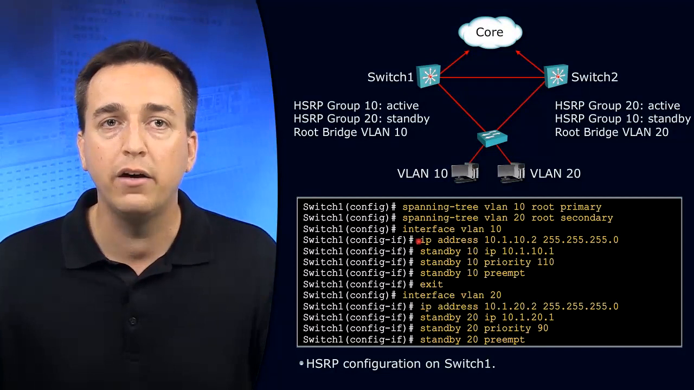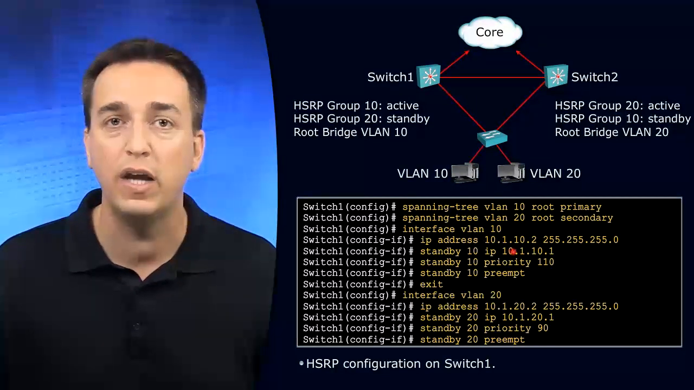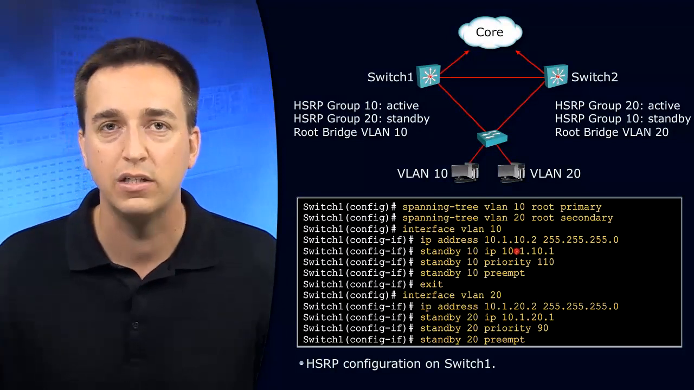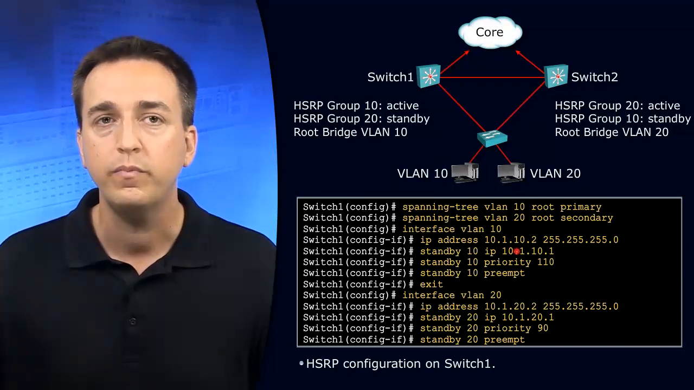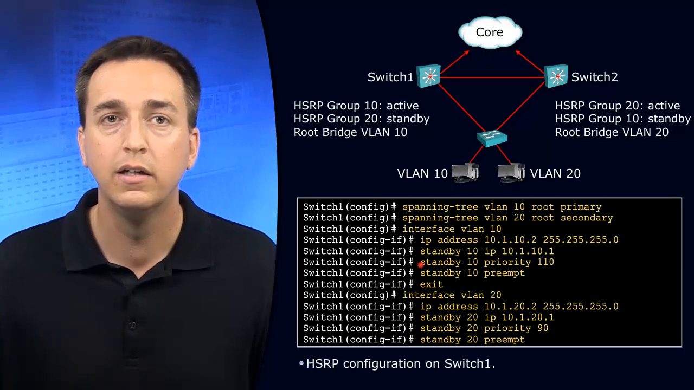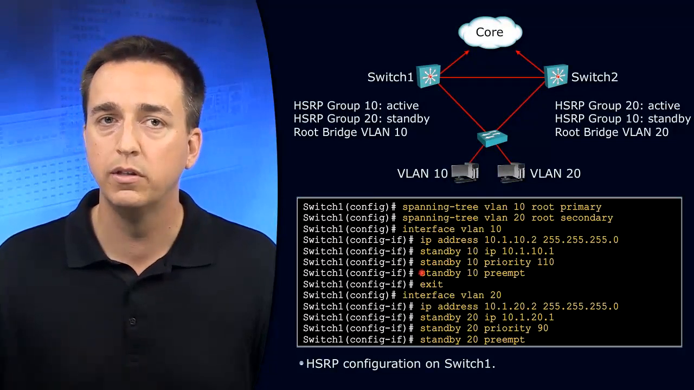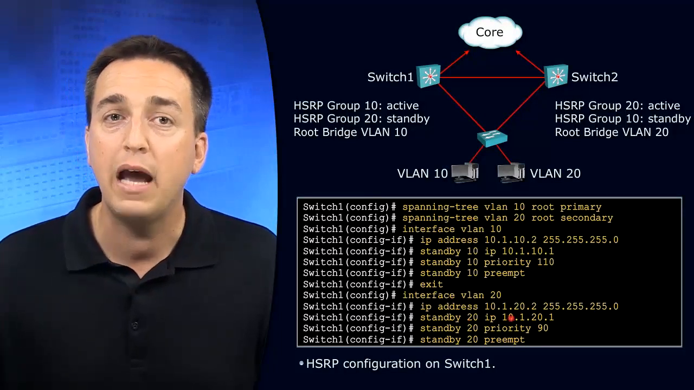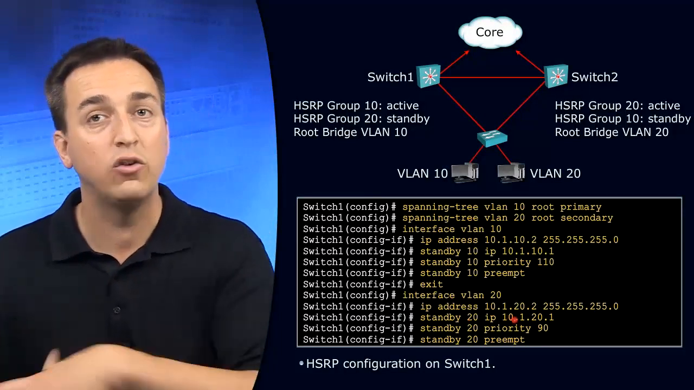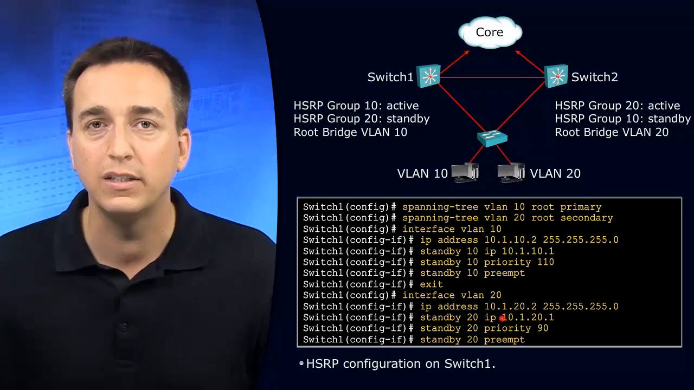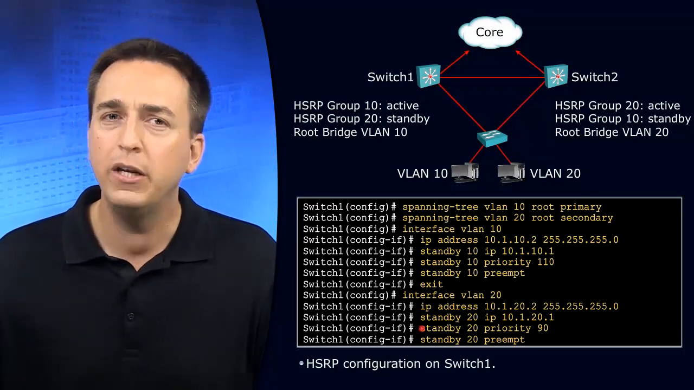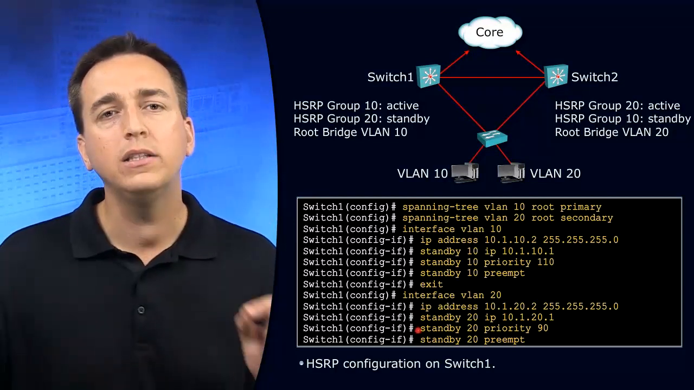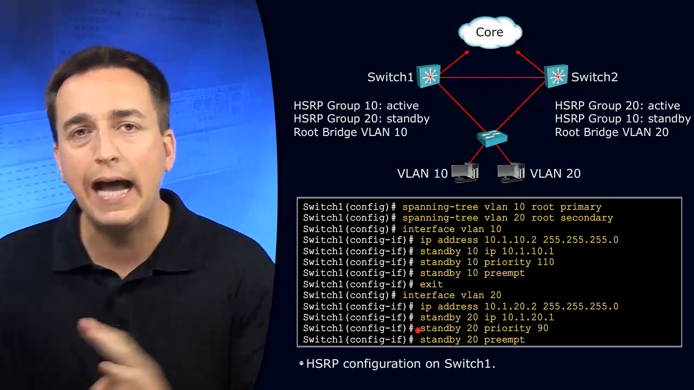So the group 10 under interface VLAN 10 has the IP address of 10.1.10.1, which is the virtual IP address that will be configured on all the end stations in that subnet. It has a priority of 110, and preemption is enabled. If we look at interface VLAN 20 and group 20, the virtual IP address is 10.1.20.1, so everybody in VLAN 20 will be configured with this address as the default gateway. But notice the priority is 90, and preemption is enabled. Why is the priority set to 90?